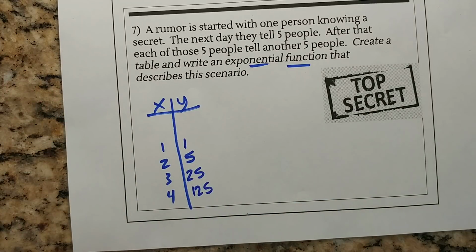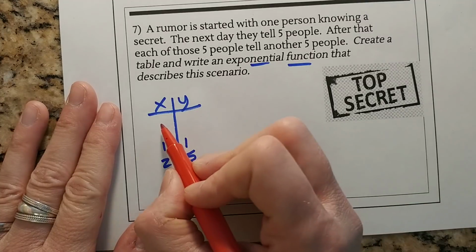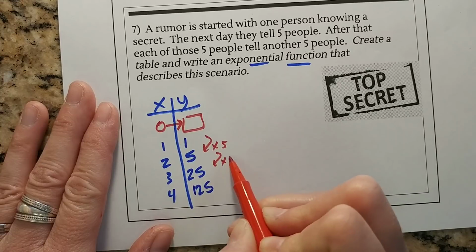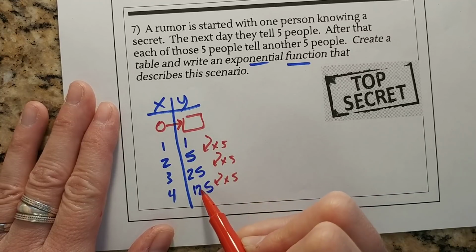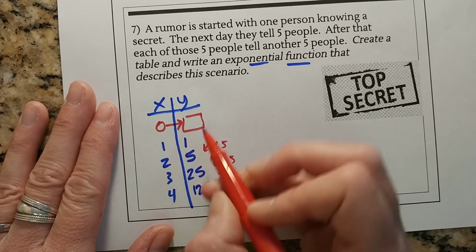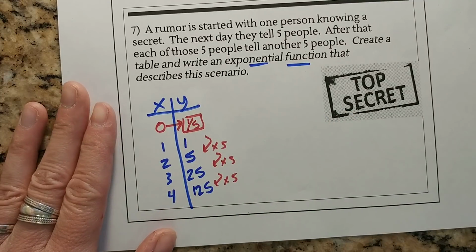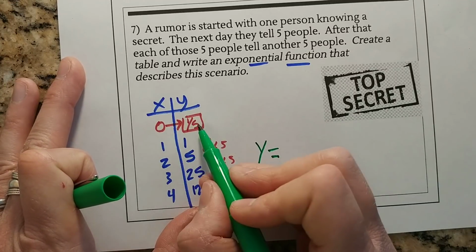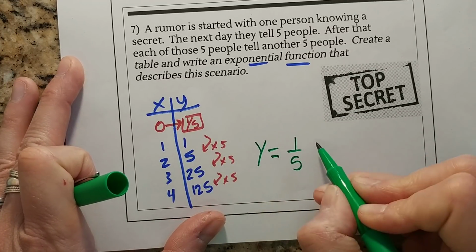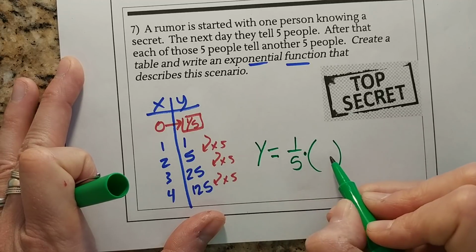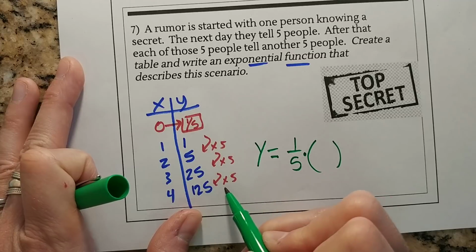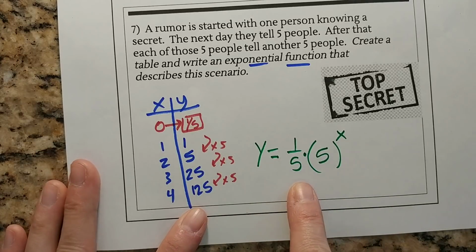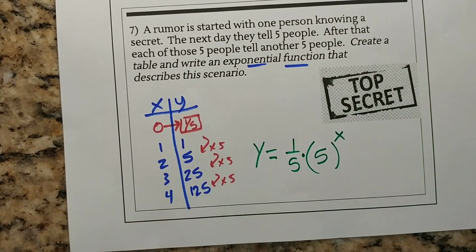So how do I write an exponential function for this? I have to go back to when x is 0. So do you see the pattern? It's multiply by 5 each time. So then you go back, divide by 5, divide by 5, divide by 5. 1 divided by 5 is 1/5. Now let's write the function rule. Y equals, the first number in the function is the y-intercept, which is 1/5. This number here, the b, that's your factor of change. That's multiplying by 5 each time, so that's the 5 and to the power of x. So this function rule would represent the scenario of the rumor being started.